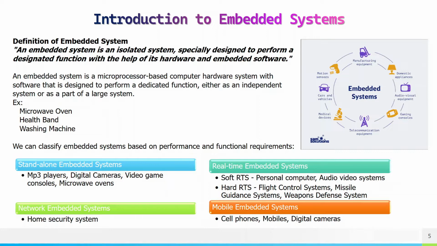Based on the performance and functional requirements, we can classify embedded systems into four categories. They are standalone embedded systems, network embedded systems, real-time embedded systems, which has two parts, soft and hard real-time embedded systems, and the last one, mobile embedded systems. Let's move to the next topic.